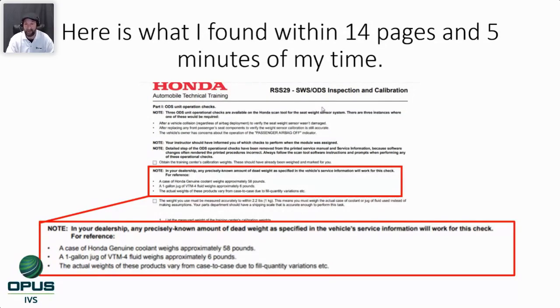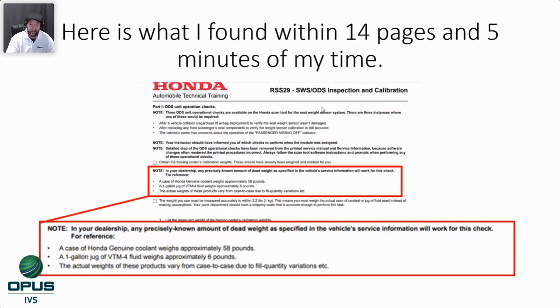It just simply said 55 to 77 pounds. Now, you can do exactly what it has here: a Honda case of genuine coolant. If you have barbells and you know what they weigh, you can put them into a milk crate and lay them on the seat. Whatever it is, just make sure you know the exact weight that you're putting on that seat.